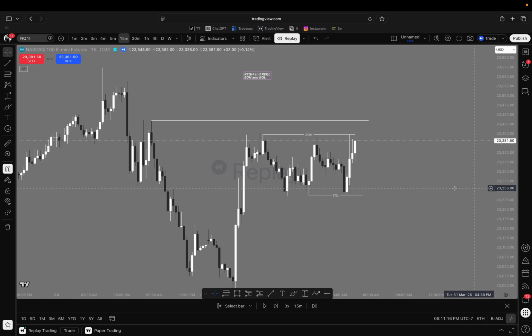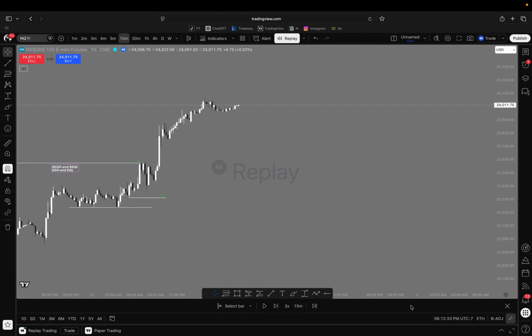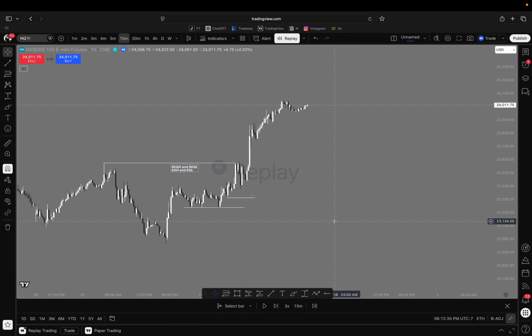Right? Relative equal highs, relative equal lows. They're right around the same area. Equal highs, they're stacked highs. They're exactly on the same level. Equal lows, same thing. But yeah, guys, that's how you start marking out your draws on liquidity.